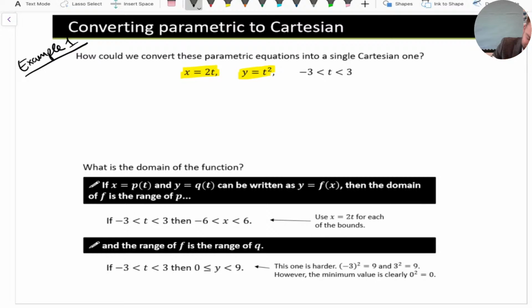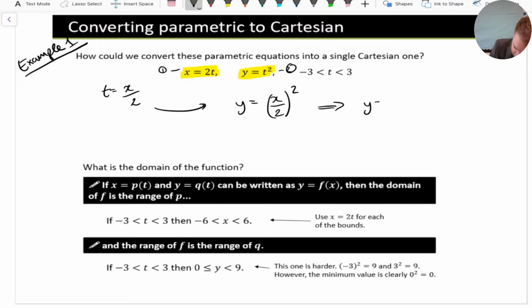So we're going to make t the subject, and we do that really simply: I just divide by 2. So t is equal to x over 2. Then we substitute this into the second equation. This is equation 1, this is equation 2. We end up with y is equal to x over 2 all squared, so our Cartesian version is y is equal to x squared over 4.